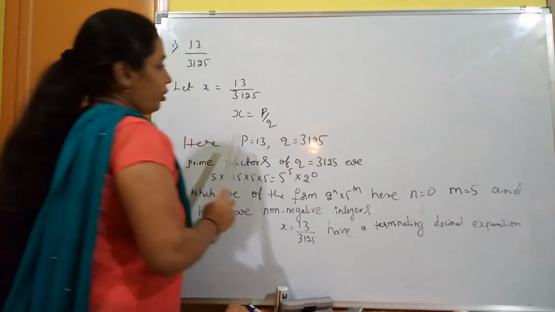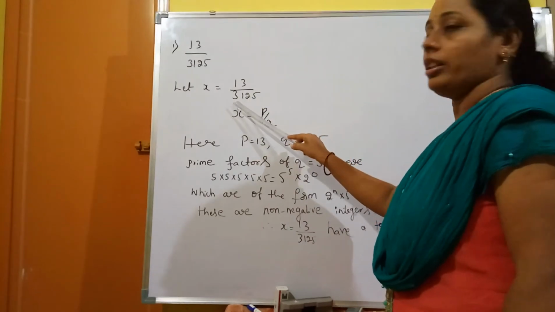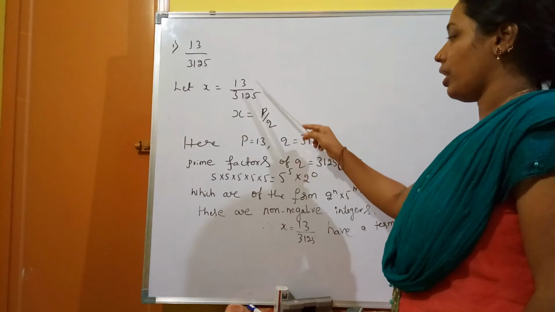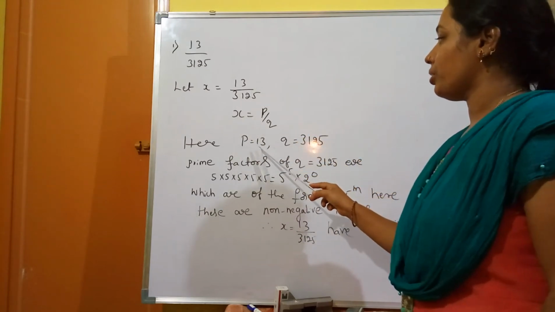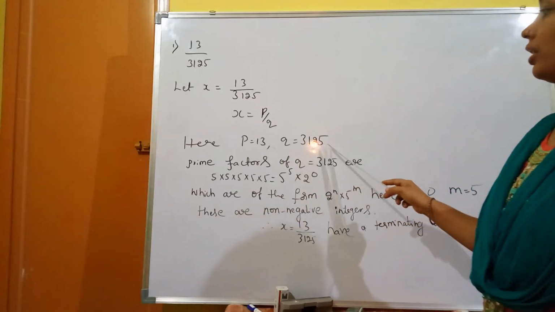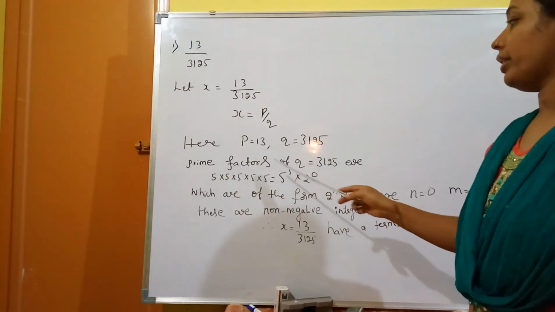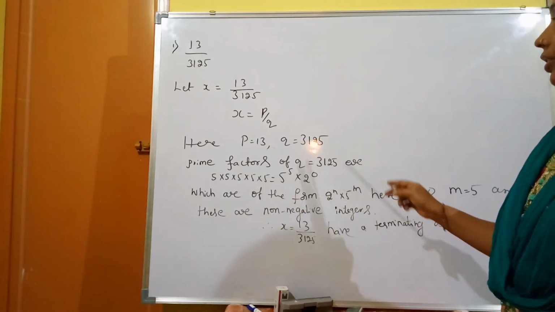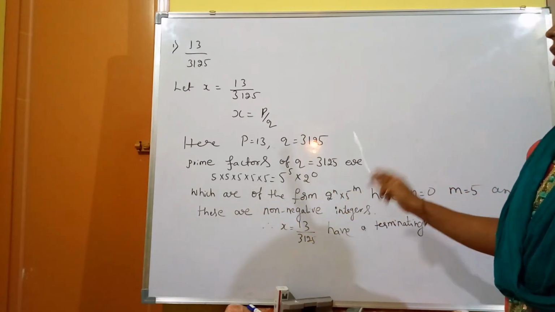Let us take x is equal to 13 by 3125. It is a rational number, which means it can be expressed in p by q form. Here p is equal to 13, q is equal to 3125. Find out the prime factors of the denominator q. The prime factors of 3125 are 5 into 5 into 5 into 5 into 5, that is 5 to the power 5.